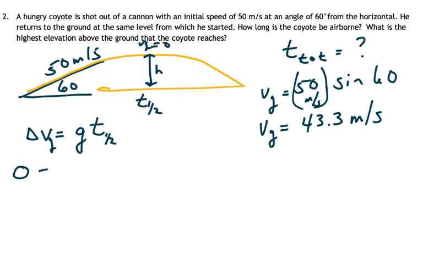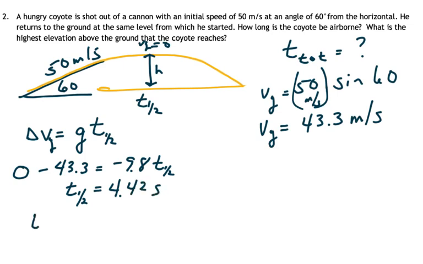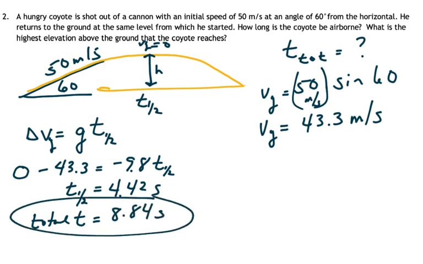Initial velocity, 43.3, is equal to negative 9.8 times the time at the halfway point. So divide both sides by negative 9.8, and you get that your T1/2 is equal to 4.42 seconds. So our total time is equal to 8.84 seconds. So that was the first part.